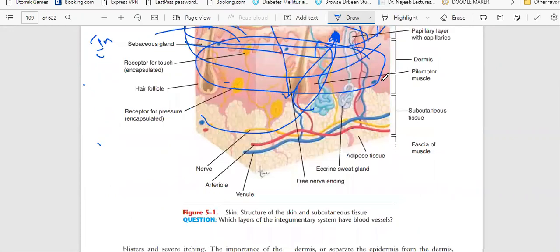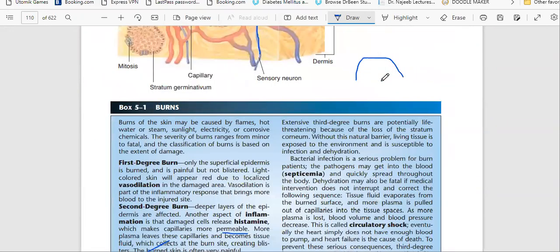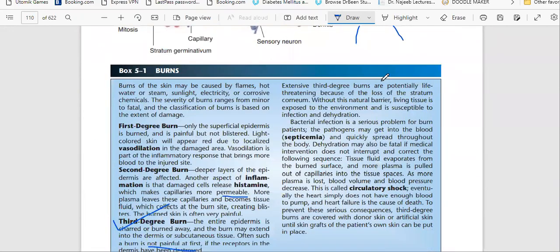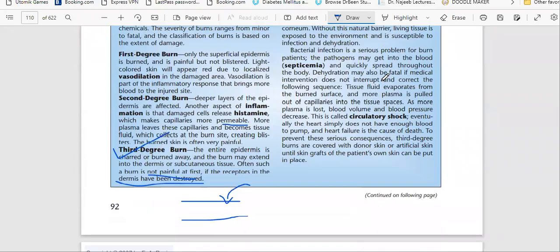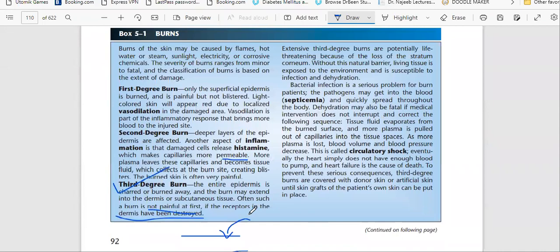Okay. So in the third degree burn, what will happen? The entire epidermis layer is burned. The patient doesn't have pain at the initial timing, and later on he will get the pain, because the receptors are completely destroyed.